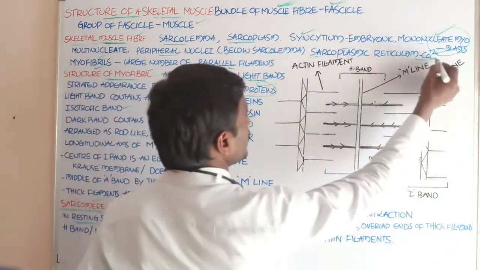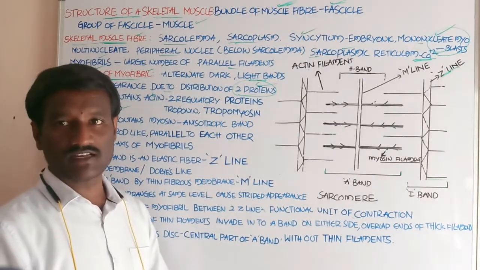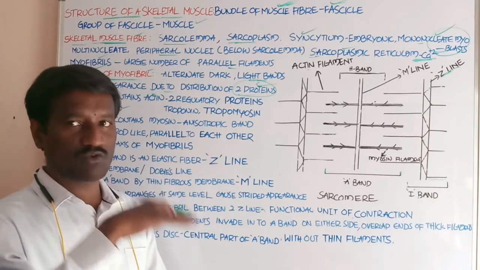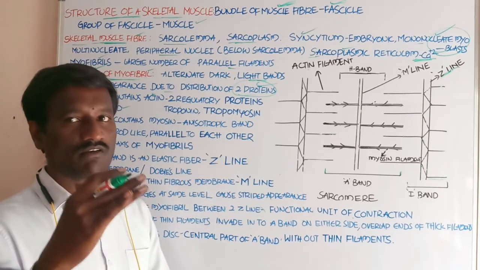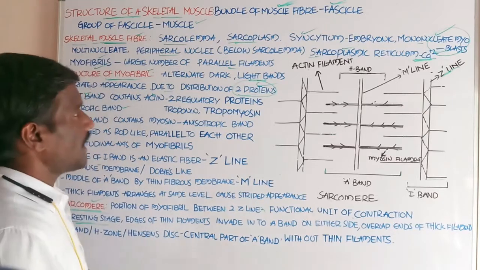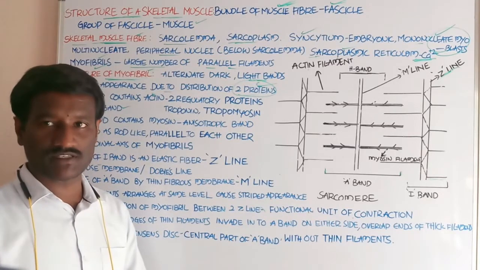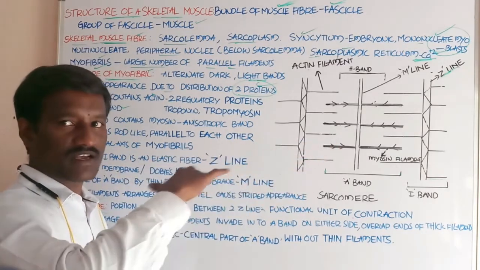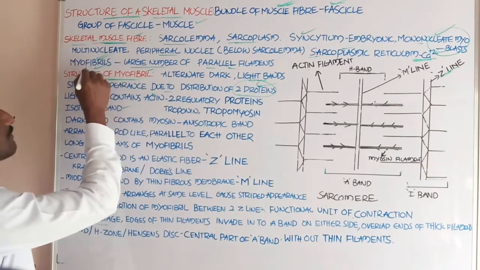The sarcoplasmic reticulum is a storage place for calcium ions. The large amount of calcium ions present in the sarcoplasmic reticulum helps in the contraction of the muscle fiber. And another thing: a large number of parallel filaments present in the muscle fiber are called myofibrils.